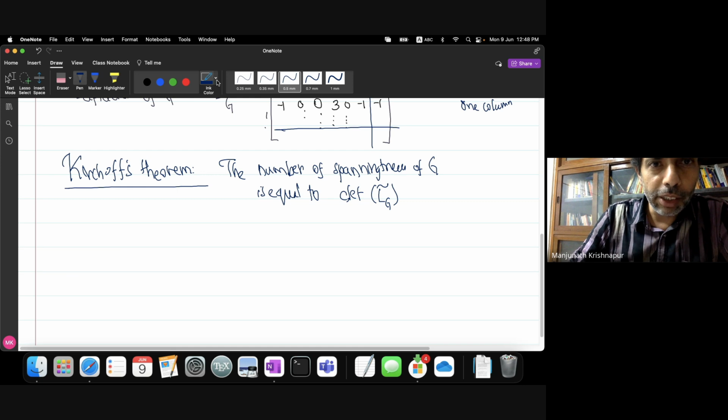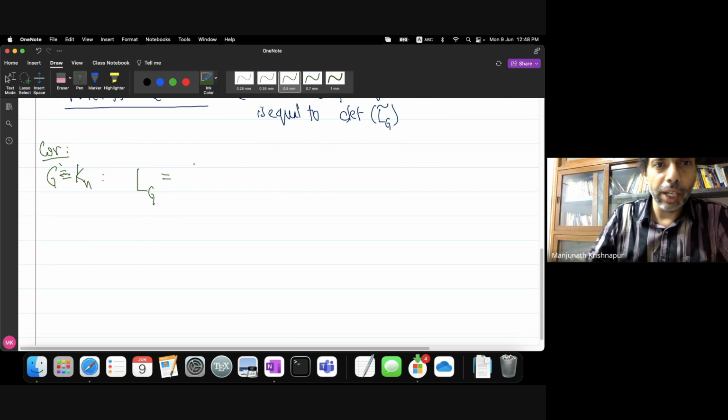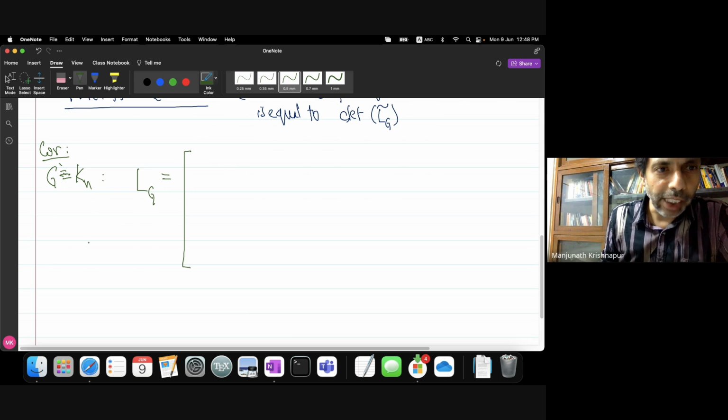So how is this useful? Let's do the special case of the complete graph. G equal to Kn, the complete graph. So in this case, what is LG? This is the corollary to Kirchhoff's theorem. So what is the Laplacian matrix? There are n vertices.